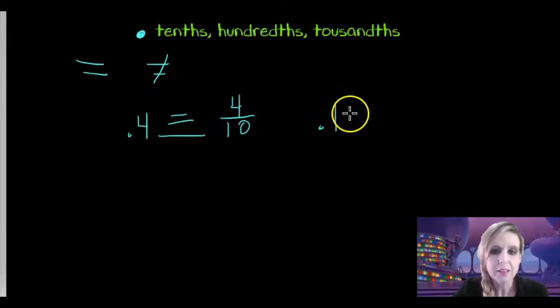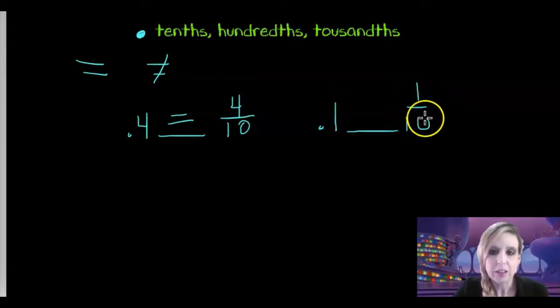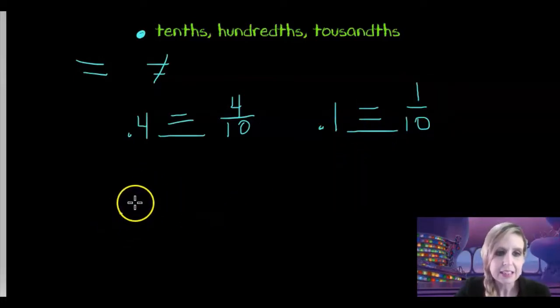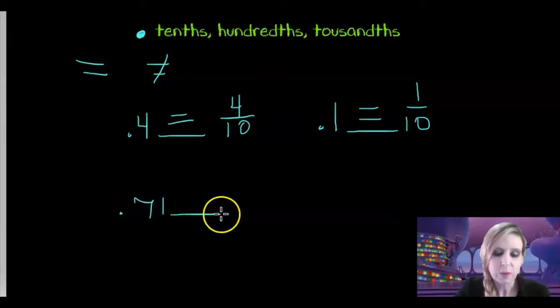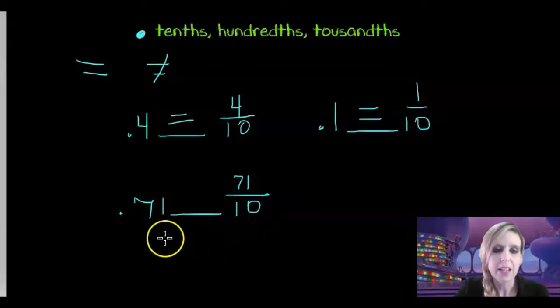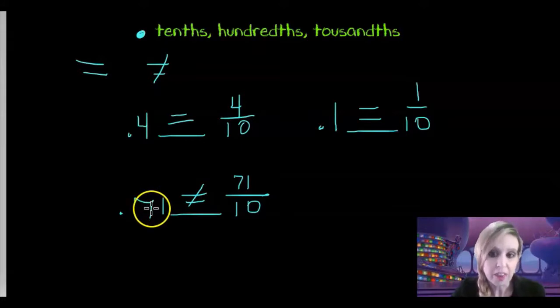Okay, let's take a look at B. We've got 0.1. Well, we just did that one, so we do know that that does equal 1/10 because we've got one place, 1 zero, and we have a 1 and a 1. So yes, those are equal. All right, let's take a look at C. We've got 0.71. Does that equal 71 over 10? How many places do I have? 1, 2. How many zeros do I have? 1. So that would not be equal, because this would be 71 hundredths. I would need one more zero here for that to be equal.